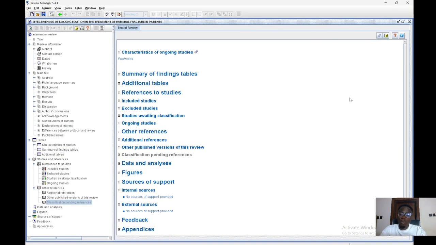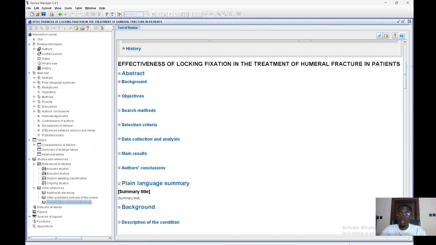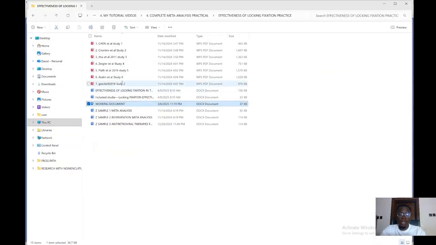So now let's assume I want to work on this: effectiveness of locking fixation in the treatment of humeral fracture. Basically, the first thing I'm going to do is come to Google. Some people, yes, you have to go to Google and search out studies. Now, already I have 7 studies here. I can just click on this.